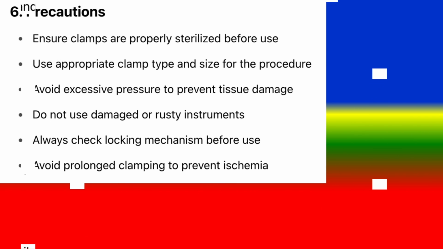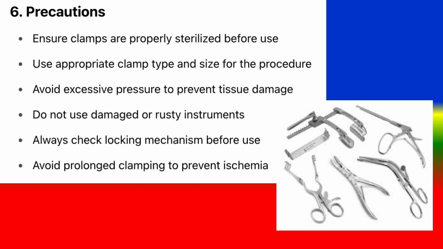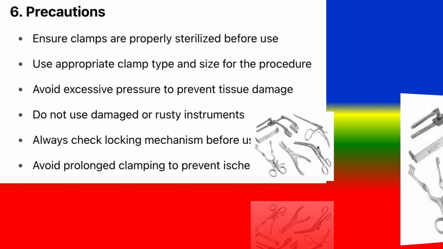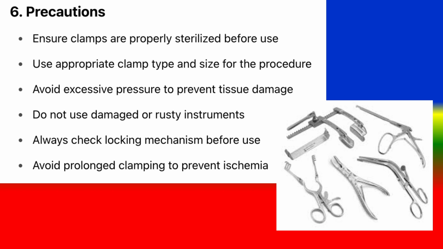6. Precautions. Ensure clamps are properly sterilized before use. Use appropriate clamp type and size for the procedure. Avoid excessive pressure to prevent tissue damage. Do not use damaged or rusty instruments. Always check locking mechanism before use. Avoid prolonged clamping to prevent ischemia.